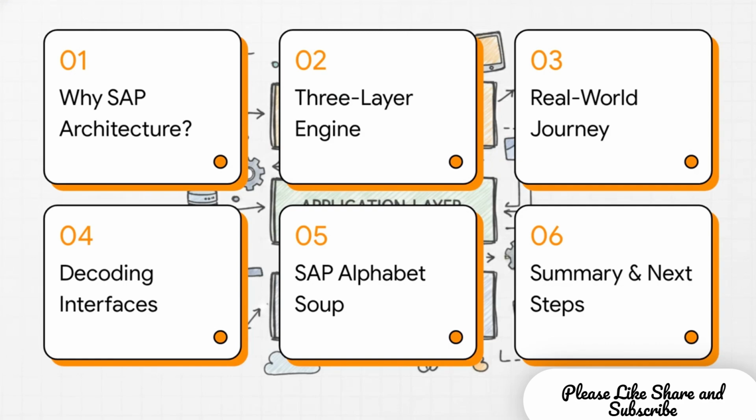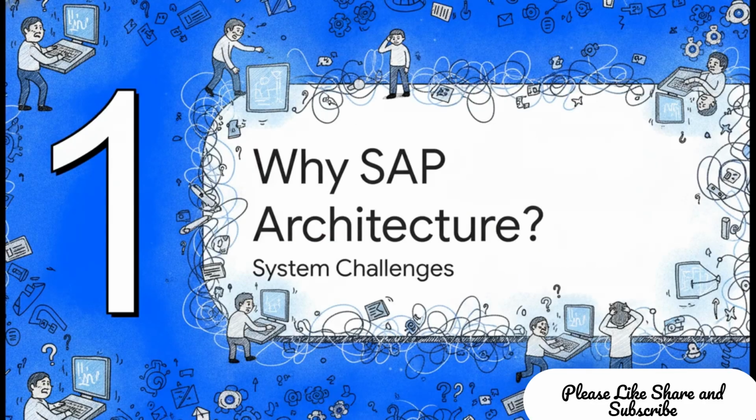1. Why SAP Architecture? 2. The three-layer engine. 3. A real-world data journey. 4. Decoding SAP interfaces. 5. The SAP alphabet soup. And 6. Summary and next steps.